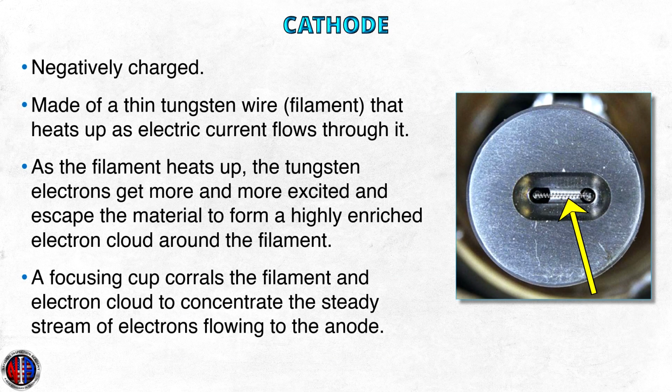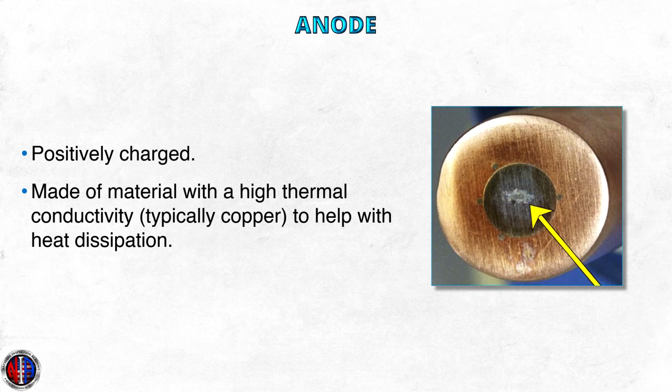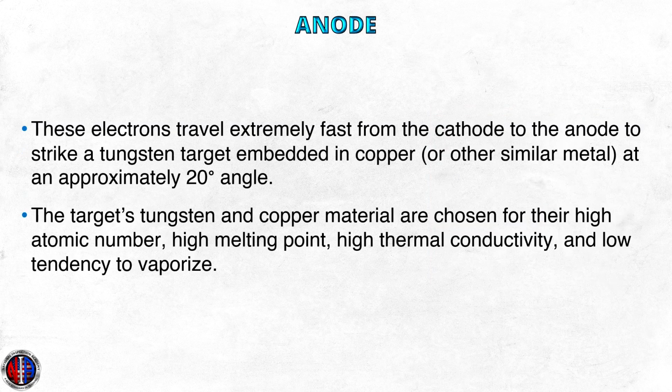As the filament heats up, the tungsten electrons get more and more excited and escape the material to form a highly enriched electron cloud around the filament. A focusing cup corrals the filament and electron cloud to concentrate the steady stream of electrons flowing towards the anode. The anode. The positively charged anode is made of a material with a high thermal conductivity, typically copper, to help with heat dissipation. The anode has a very high positive charge during operation to forcibly attract the electron cloud from the cathode's focusing cup. These electrons travel extremely fast from the cathode to the anode to strike a tungsten target embedded in copper at approximately 20-degree angle.